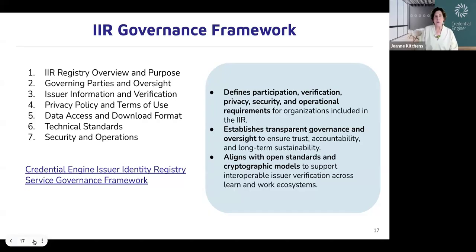But we can see here that this governance framework is defining the participation, verification, privacy, security, operational requirements, everything about it. It establishes transparent public information and oversight, and that's going to be part of the role of our advisory group. And we're making sure that it's aligning with open standards and cryptographic models that are commonly used in this space. So we welcome everyone to explore that document, and again, know that we're taking this very seriously in terms of making sure that we have clear, transparent governance along with the tech.